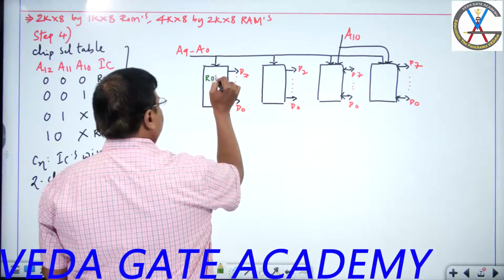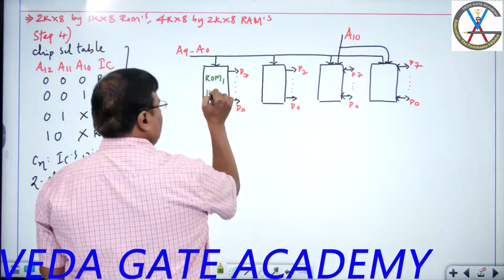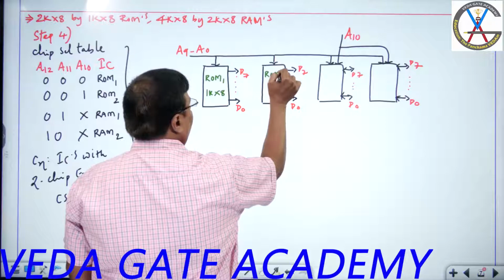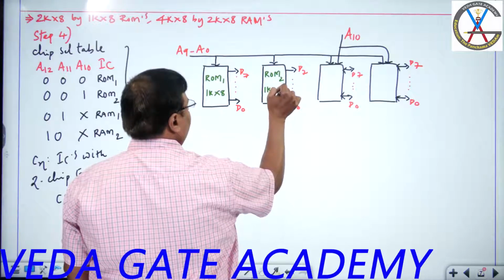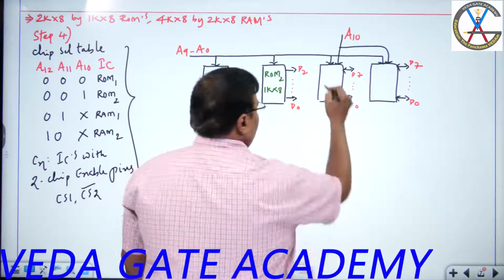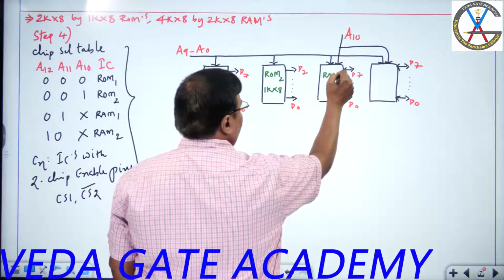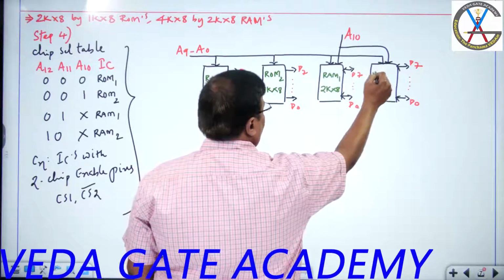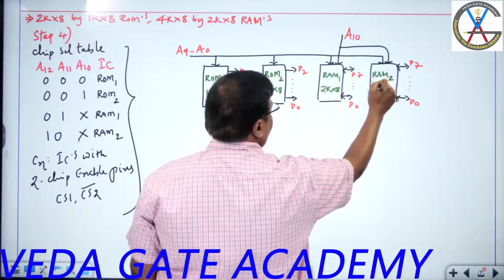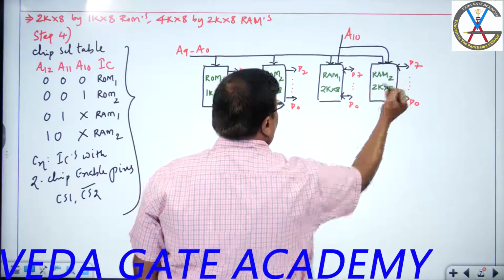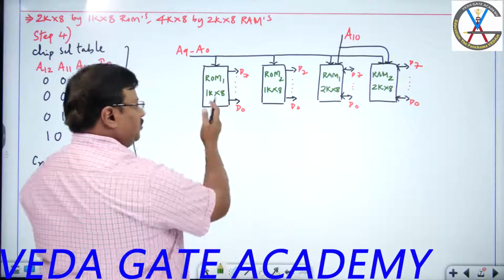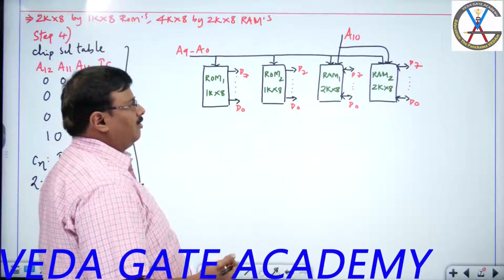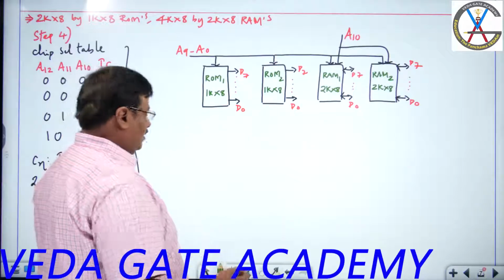ROM 1, what is the size? 1K into 8. ROM 2, what is the size? 1K into 8. RAM 1, the size is 2K into 8. RAM 2, 2K into 8. So totally 2 of 1K into 8, that is 2K, and 2 of 2K into 8, that is 4K. And now let's see how we enable these ICs.